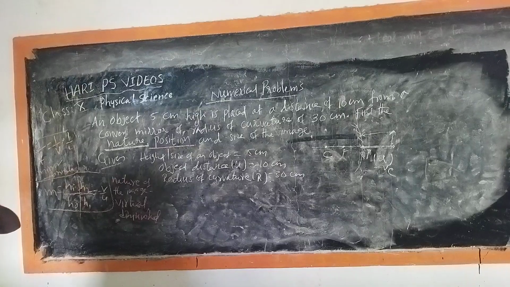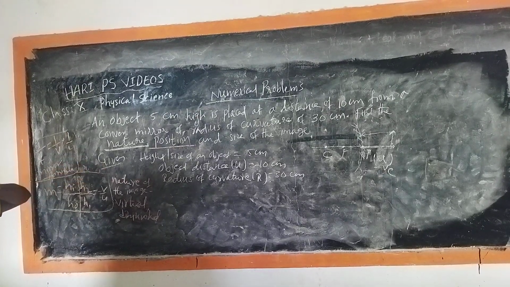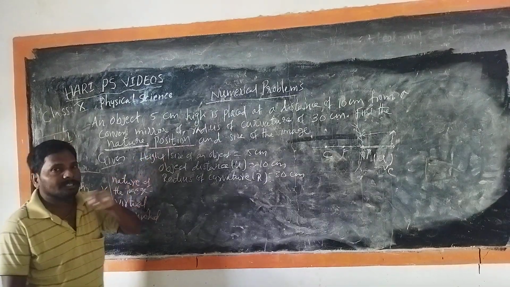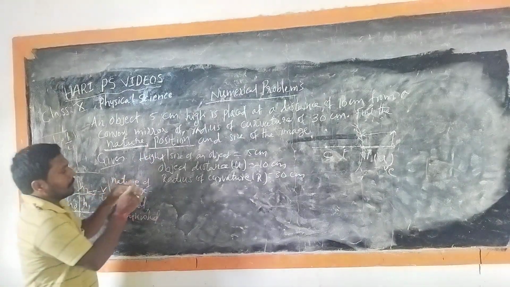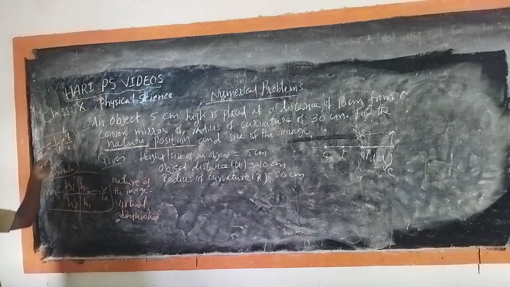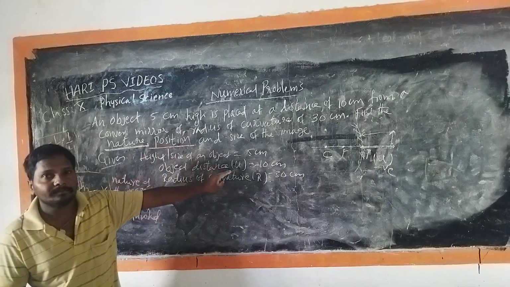The magnification of the image doesn't give the image distance either. So now we need to know the position of the image. To know the position of the image, what is the formula? 1 by f equals 1 by v plus 1 by u. But is there any focal length given?